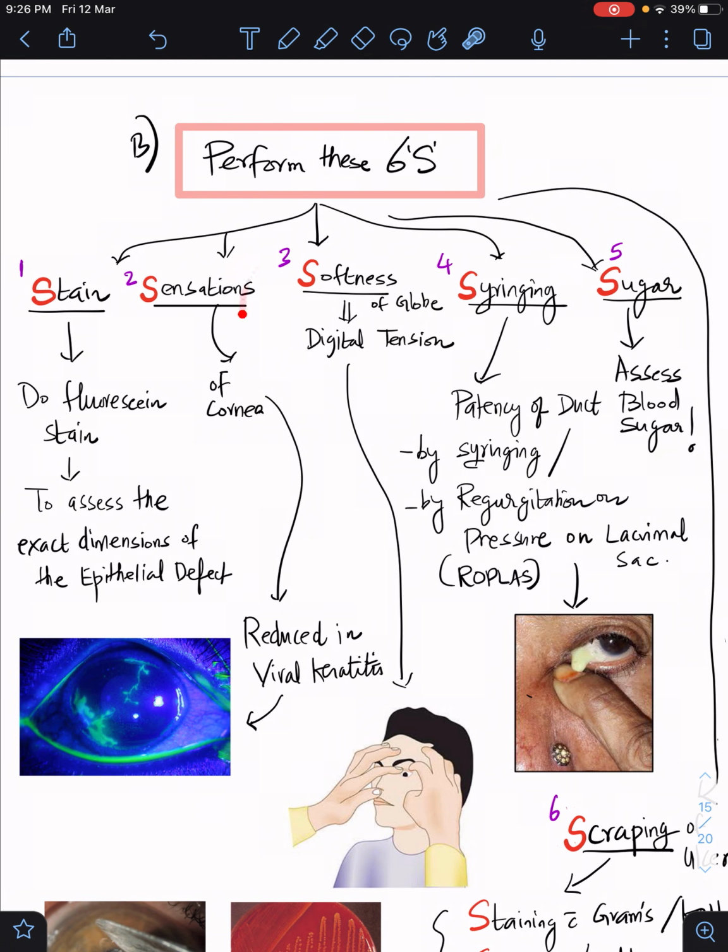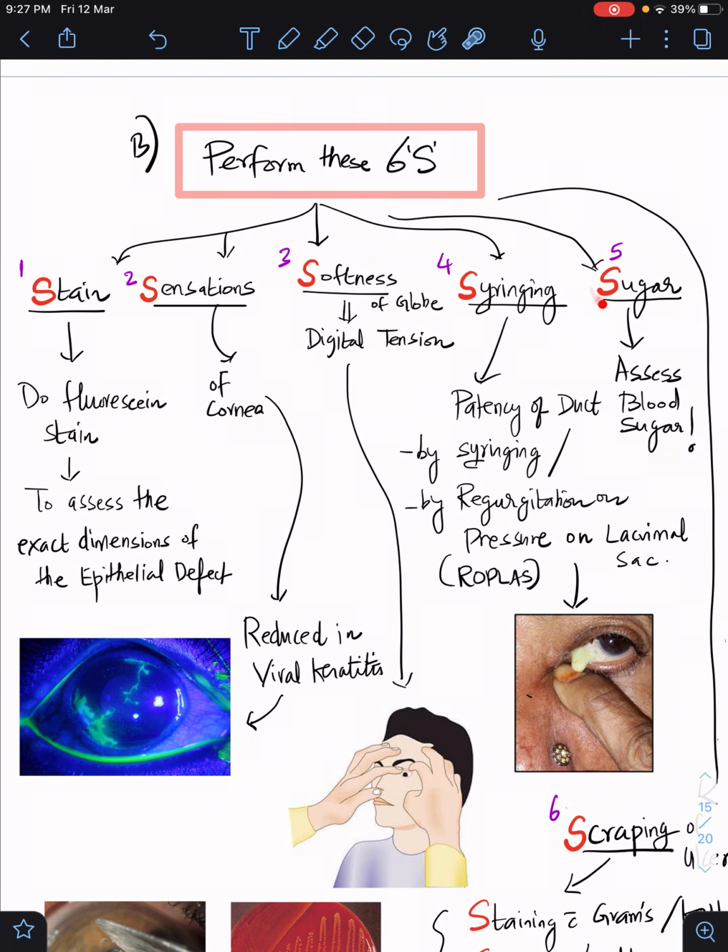Third, assess the softness of the globe or look for the digital tension. Don't press too much. Just gently palpate the globe to see whether it is soft or not. A soft globe might indicate that there could be some perforation or some leak from inside. Fourth, syringing. Like in our patient, do a syringing or at least check regurgitation. Check for the patency of the duct by syringing or regurgitation on pressure over the lacrimal sac.